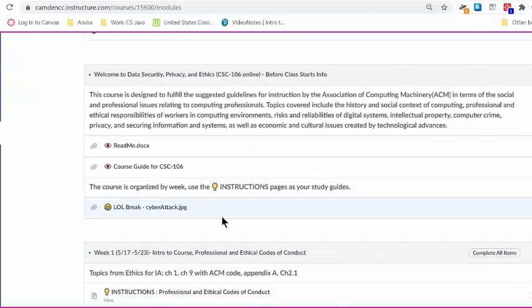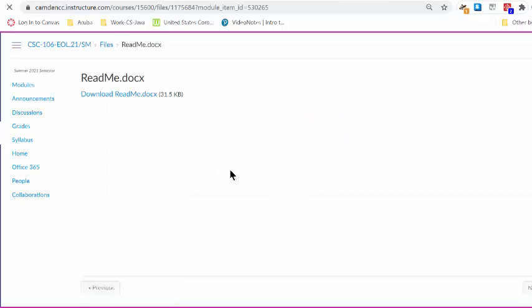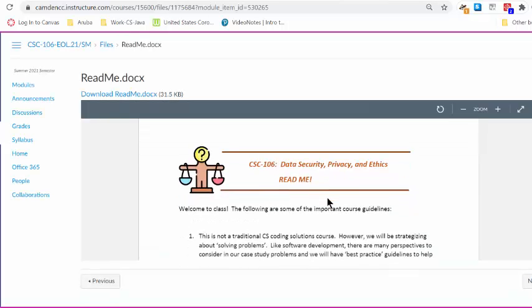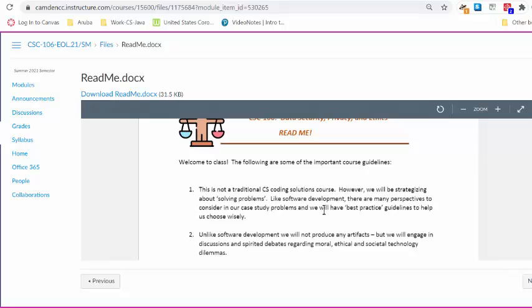The next module introduces the course and what you should do before we begin, just to get yourself set up for success. It has the course description and a README document that explains the way this course will be managed.